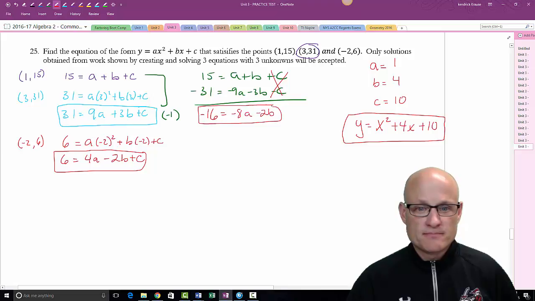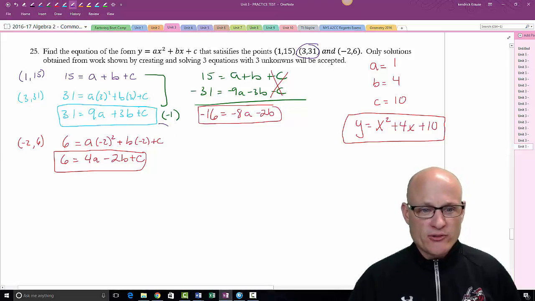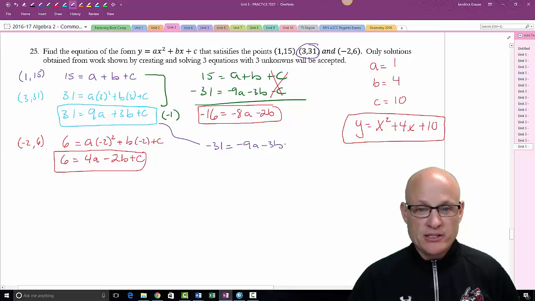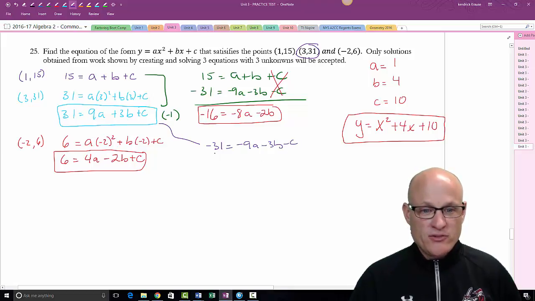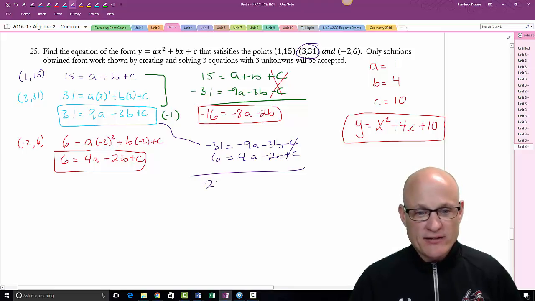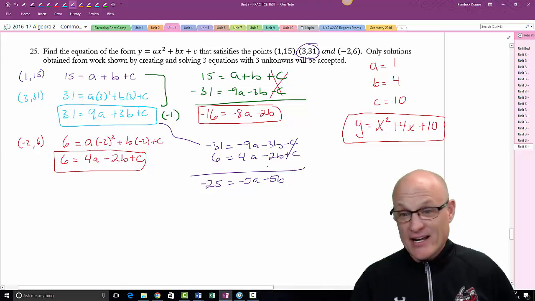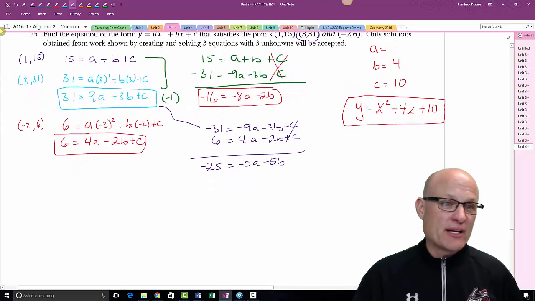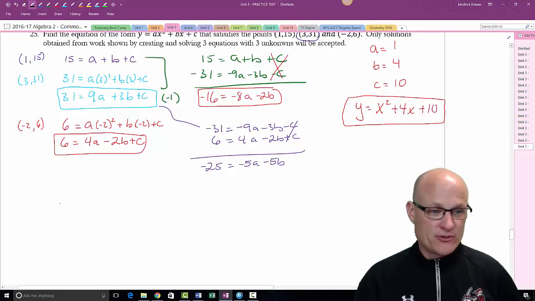Equation number 1. Now I'm going to use the other two equations, this one with the negative, negative 31 equals negative 9a minus 3b minus c, and this one, 6 equals 4a minus 2b plus c. The c's cancel. So I end up with, let's see, negative 25 equals negative 5a minus 5b. Now, the cool thing is when I'm done, I ought to know if I have the right answer because I already know what the answer should be.